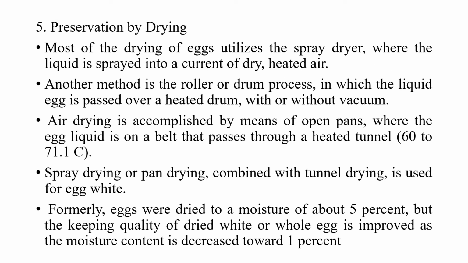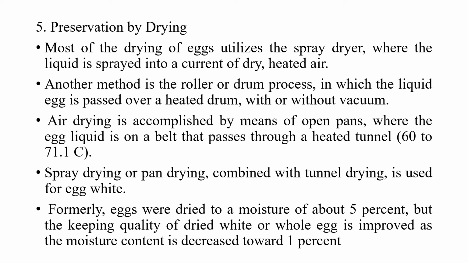And the fifth one is the preservation by drying. Most of the drying of egg will utilize a spray dryer, where the liquid is sprayed into a current of dry or heated air. Another method is the roller or drum process, in which the liquid egg is passed over a heated drum with or without vacuum. And the air drying is usually accomplished by means of open pans where the egg liquid is on a belt that will pass through a heated tunnel at 60 to 71.1 degrees Celsius.